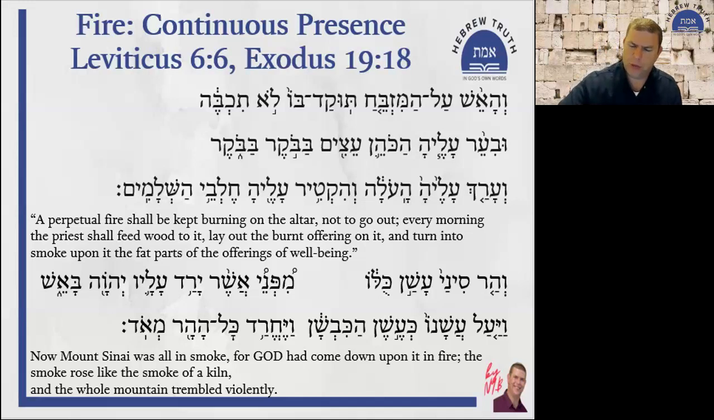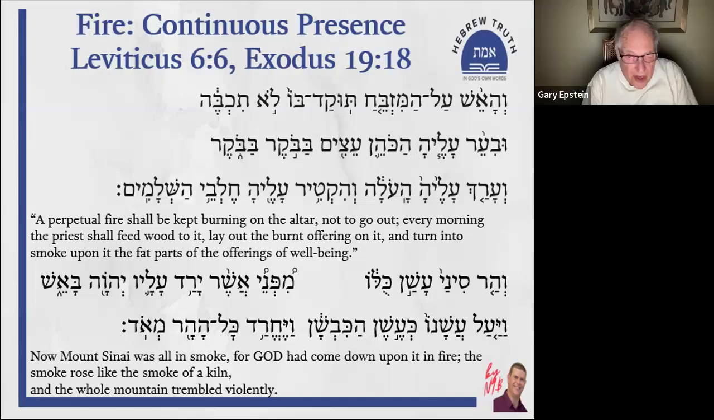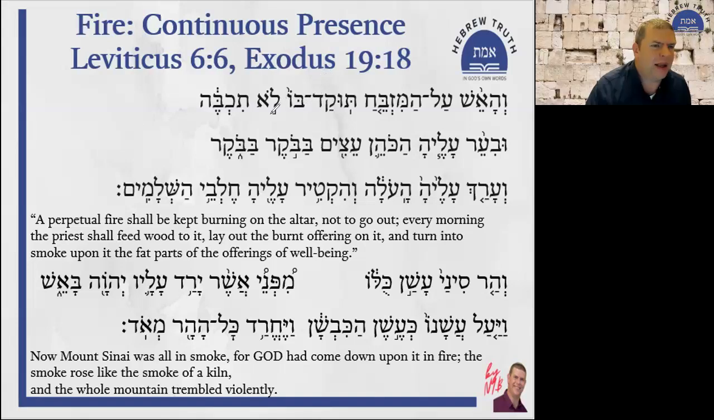Okay. We have a passive verb here. Can you identify which of the verbs in this verse is passive? Tukad. Tukad, right. Let's say I don't know. How would I recognize that this is passive?